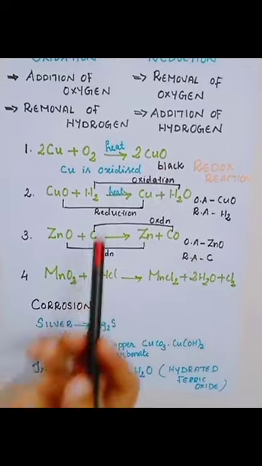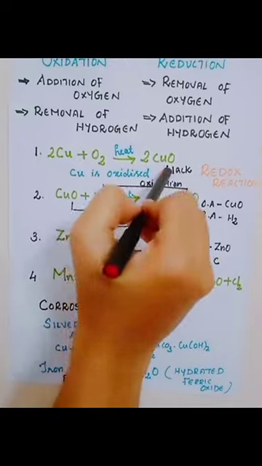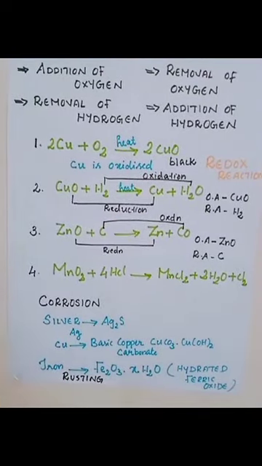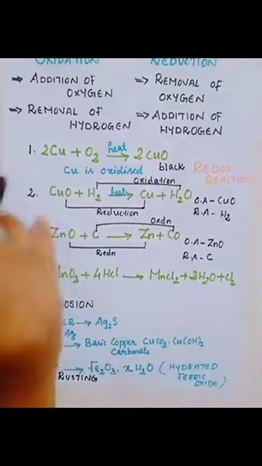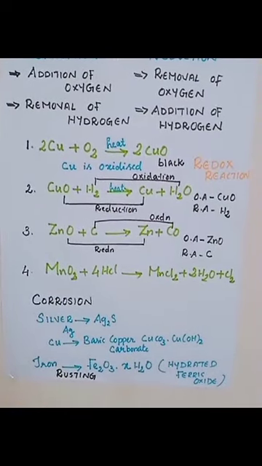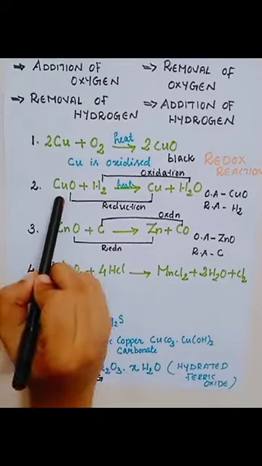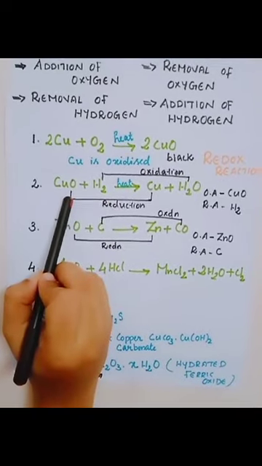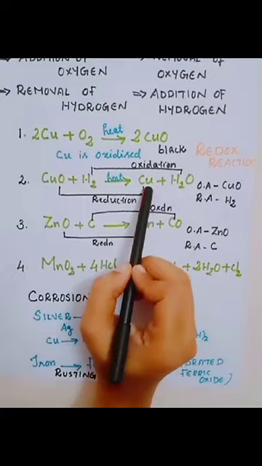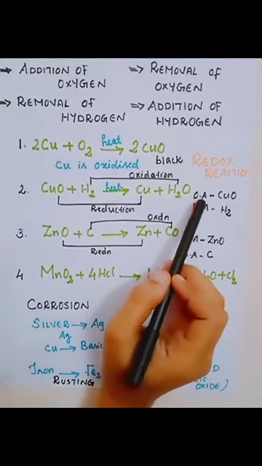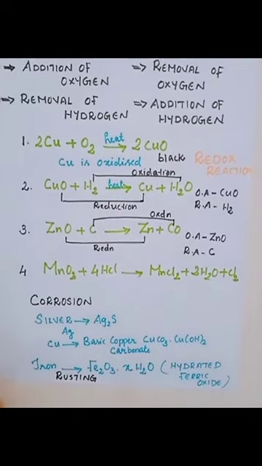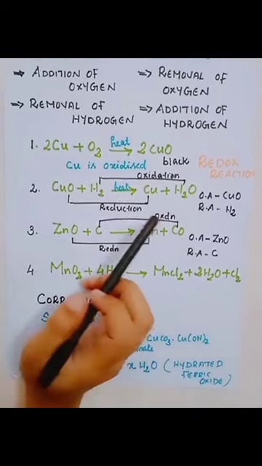Now, if we add hydrogen to copper oxide, the reverse reaction will take place. When hydrogen is added to copper oxide, it changes again to element copper, along with the formation of water, H2O. So the reverse reaction takes place by the addition of hydrogen.